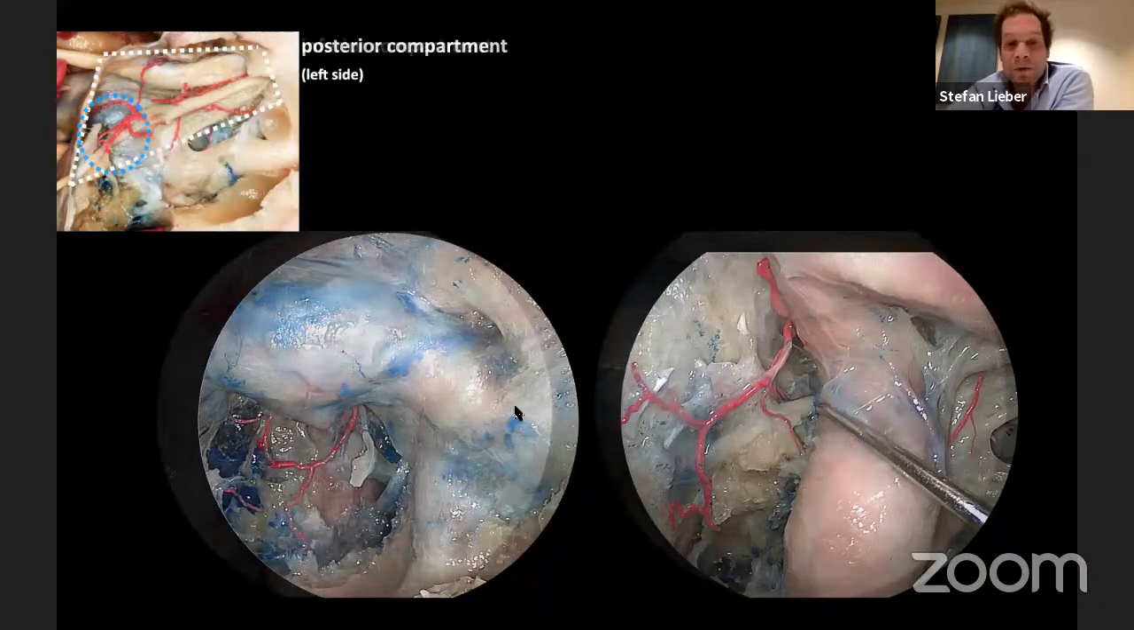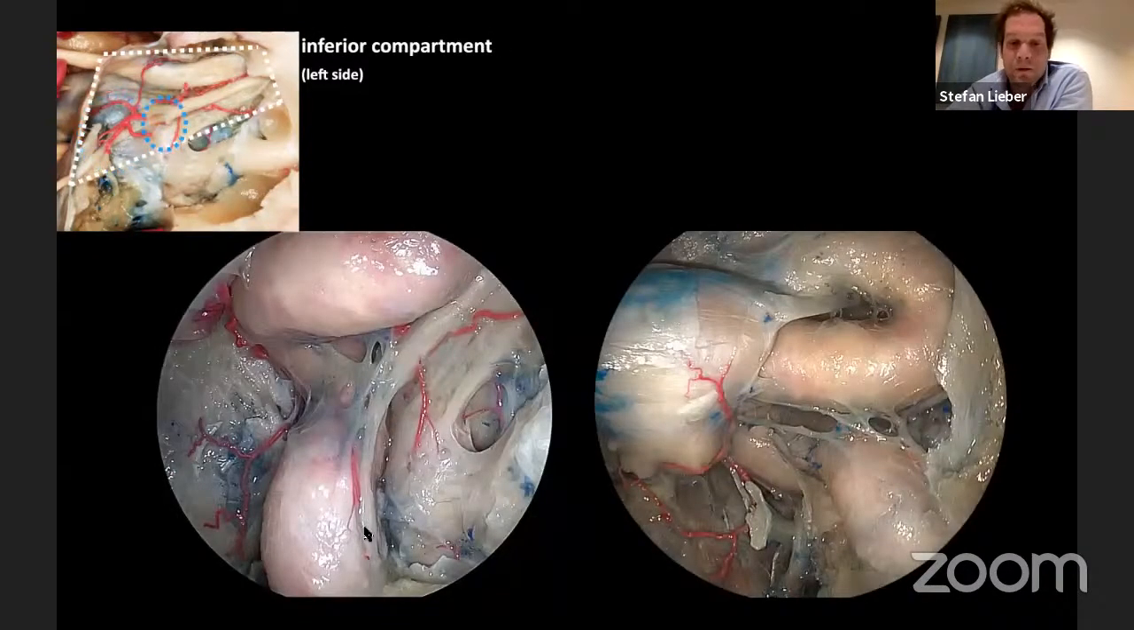The inferior compartment does not really have any real structures to it, except for maybe the sympathetic plexus that runs here on the cavernous ICA, and some of the V1 branches that travel towards the lateral segment. But usually this is just behind the ascending limb of the ICA.